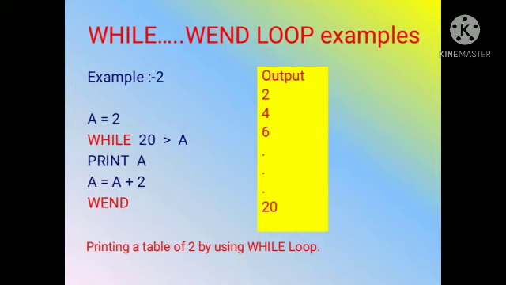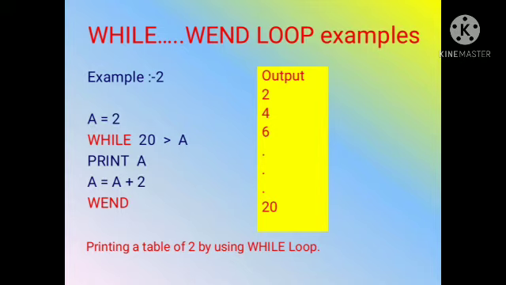When we give the starting value a is equal to 2 and the condition in front of the while statement, while 20 is greater than a, it means when the value of a is less than 20, then the value of a gets printed, then the value of a gets increased by 2, then again it will check with 20.